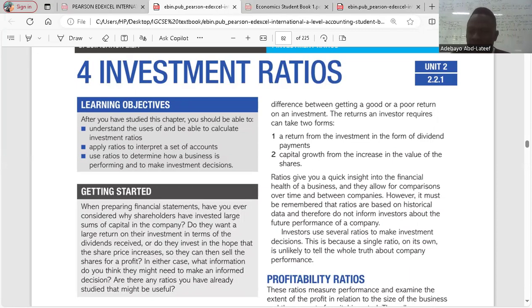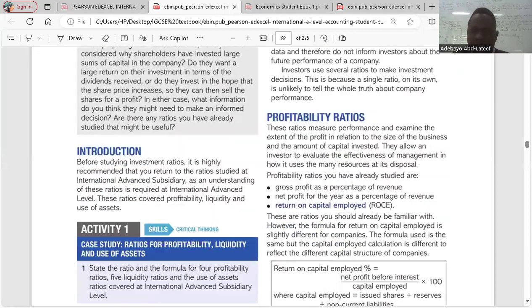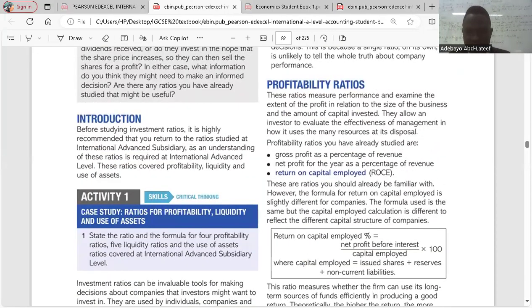Then that takes us to the different types of investment ratios we have. One, we have profitability ratios. This ratio measures performance and examines the extent of the profit in relation to the size of the business and the amount of capital invested. So we're talking about the amount of capital invested by the owners into the business, and the profit made by the business.